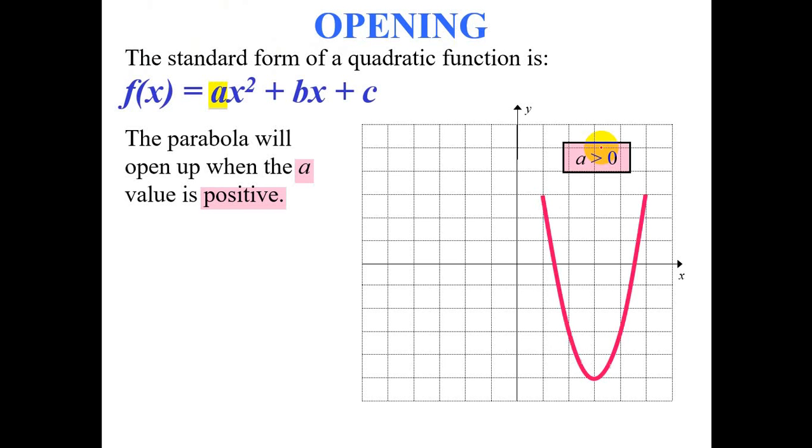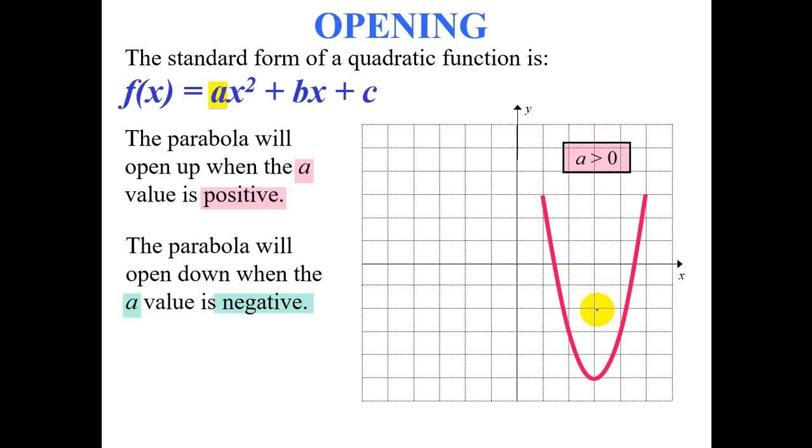Now, the parabola will open up when a value is positive. So what is the value that we need to look for? The value of a. Look at the value of a. If the value of a is positive or greater than 0, the graph opens up. The other way around, the parabola will open down when a value is negative or a is less than 0. Again, the parabola will open up if a is positive or greater than 0, and the parabola will open down if a value is less than 0 or simply negative.